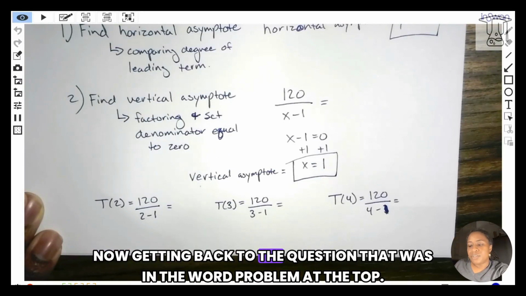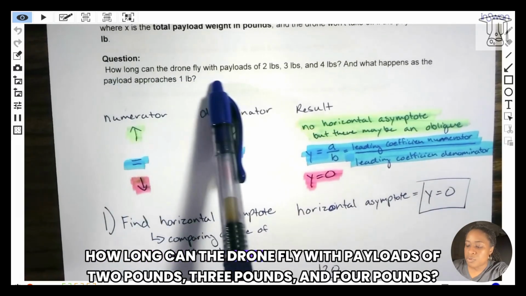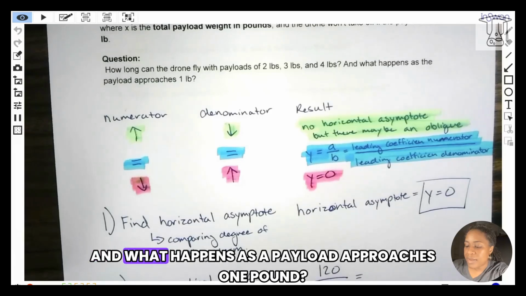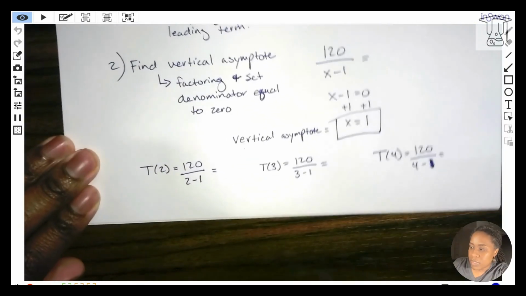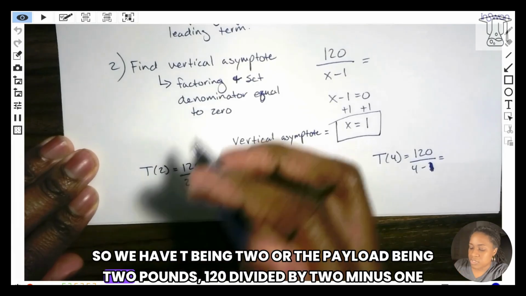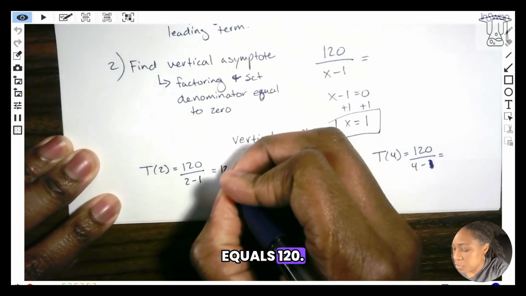Now, getting back to the question that was in the word problem at the top. How long can the drone fly with payloads of 2 pounds, 3 pounds, and 4 pounds? And what happens as the payload approaches 1 pound? So right here, we have T being 2, or the payload being 2 pounds. 120 divided by 2 minus 1 equals 120.